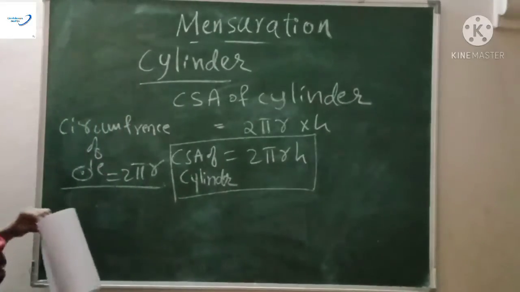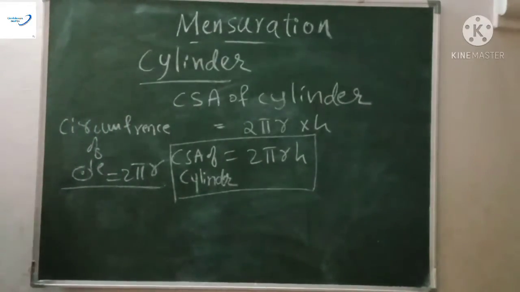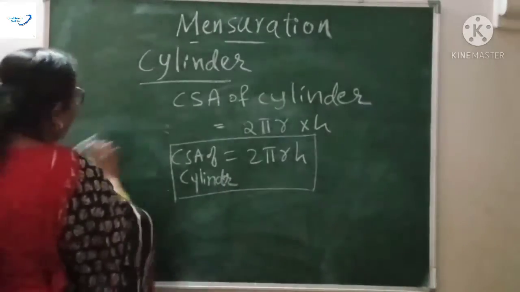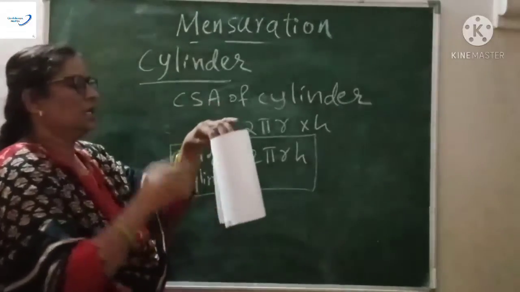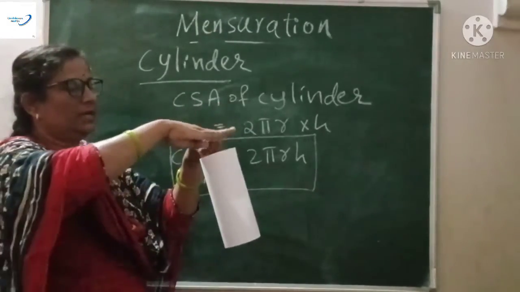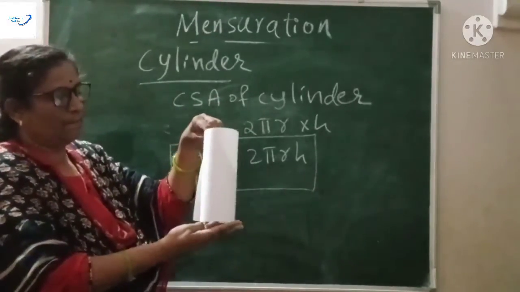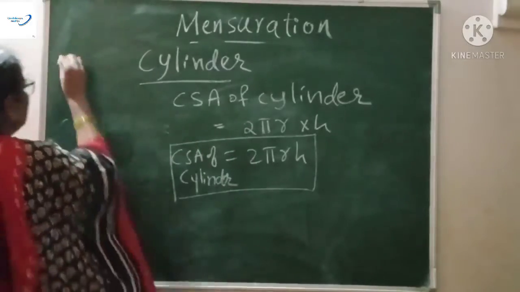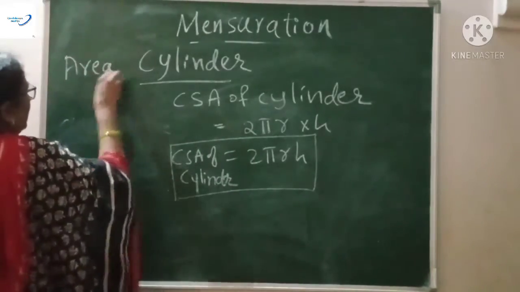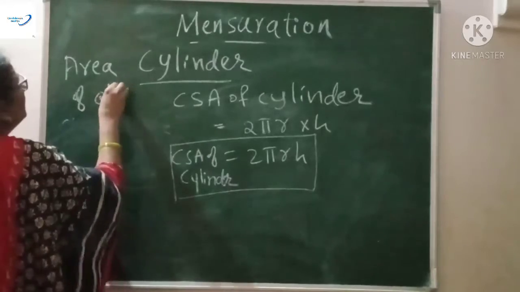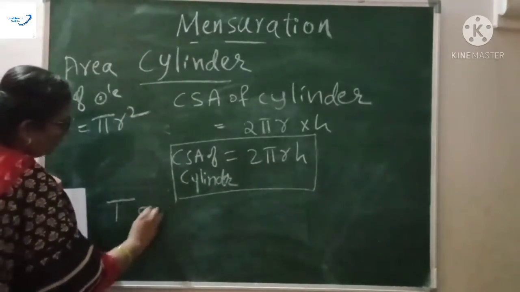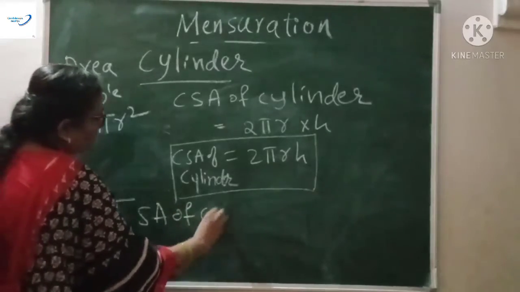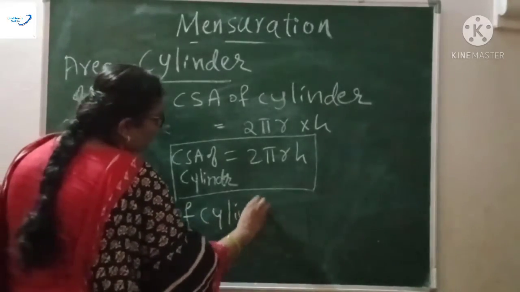Now let me explain the total surface area. It is also very simple. Now I can do the same thing. The curved surface area is given by 2 pi r h. Then for finding the total surface area, we need the area of both the top and the bottom. As you know, the area of a circle is given by pi r square. Then the total surface area of the cylinder, so easy, see here.